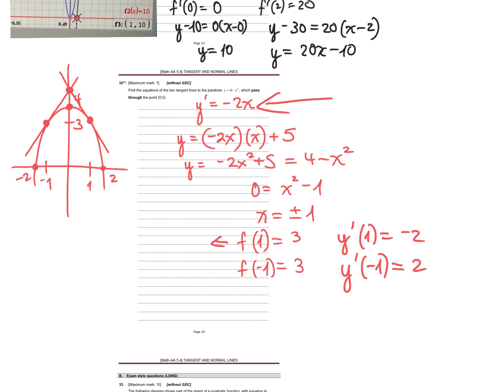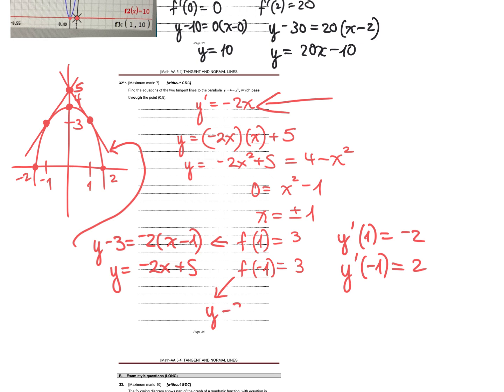So for this one, we're going to have y minus 3 equals m(x minus 1). That is actually this line here. And you can see if we distribute, it's negative 2x plus 2 plus 3, so plus 5, because that's our y-intercept. Now for this one, we're going to have y minus 3 equals m(x plus 1). So this one in that form would be y equals 2x plus 2 plus 5. And that's this one, because it's increasing gradient.